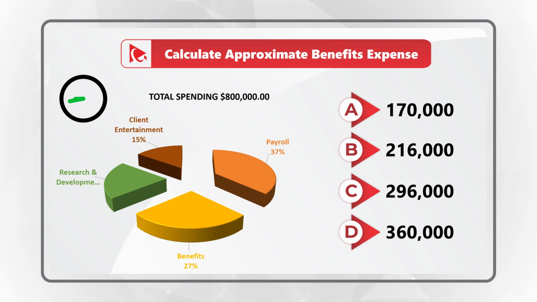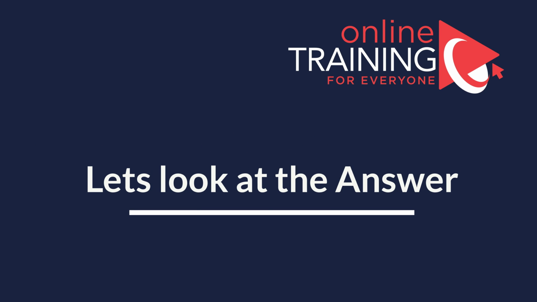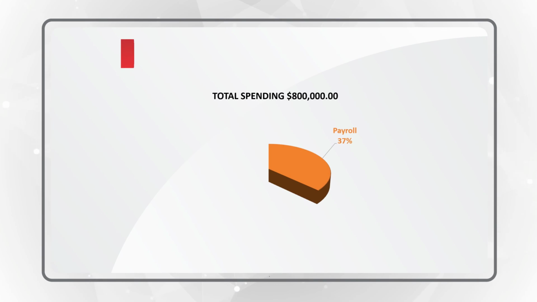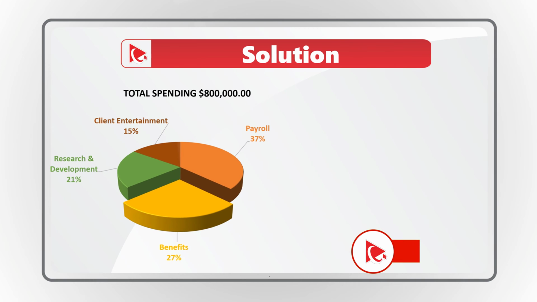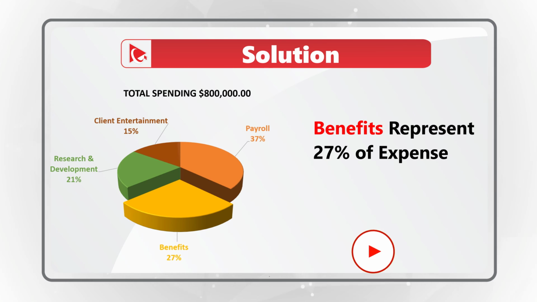$360,000. Take a close look, maybe pause this video to see if you can do some mental math and come up with the solution. Ready or not, I am moving forward to share with you my version of the solution, and obviously if you have a better way to solve it, please make sure to share in comments. First step to solve it is to look at the chart and identify the benefits segment. Benefits represent 27% of all expenses.